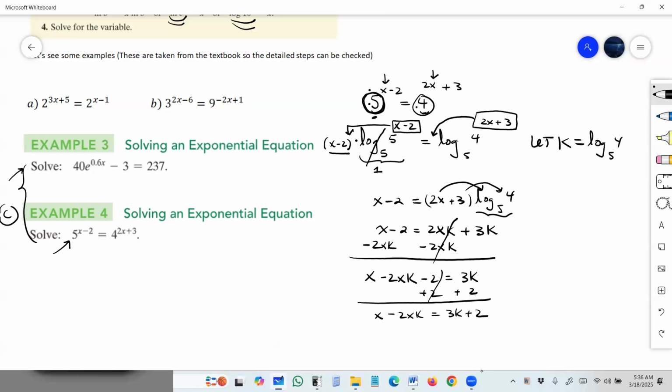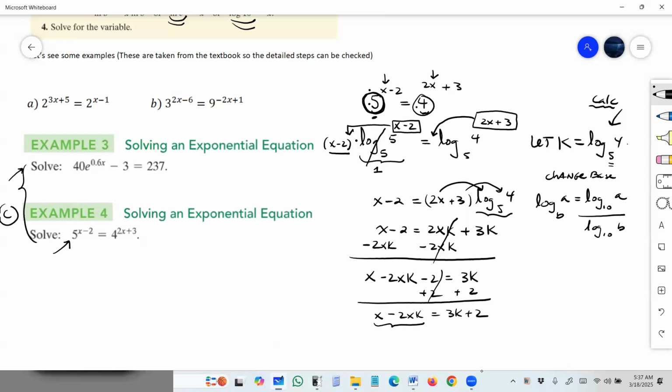So now I have to find out what this is. I'm going to go to the calculator and evaluate this. Your calculator may not do this because it doesn't have a base 5, but we have the change base formula, which says the following. When I have log base b of a, I can do log base 10 of a over log base 10 of b. So this is exactly what I'm going to do.